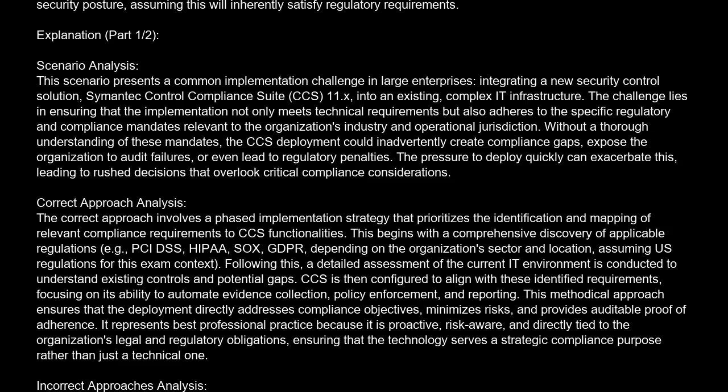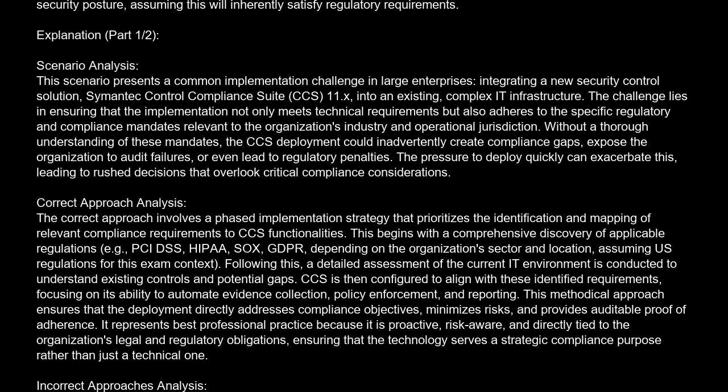Correct answer is B. Prioritize the deployment of CCS's vulnerability assessment and patch management modules to strengthen the overall security posture, assuming this will inherently satisfy regulatory requirements. Explanation. Scenario analysis. This scenario presents a common implementation challenge in large enterprises.